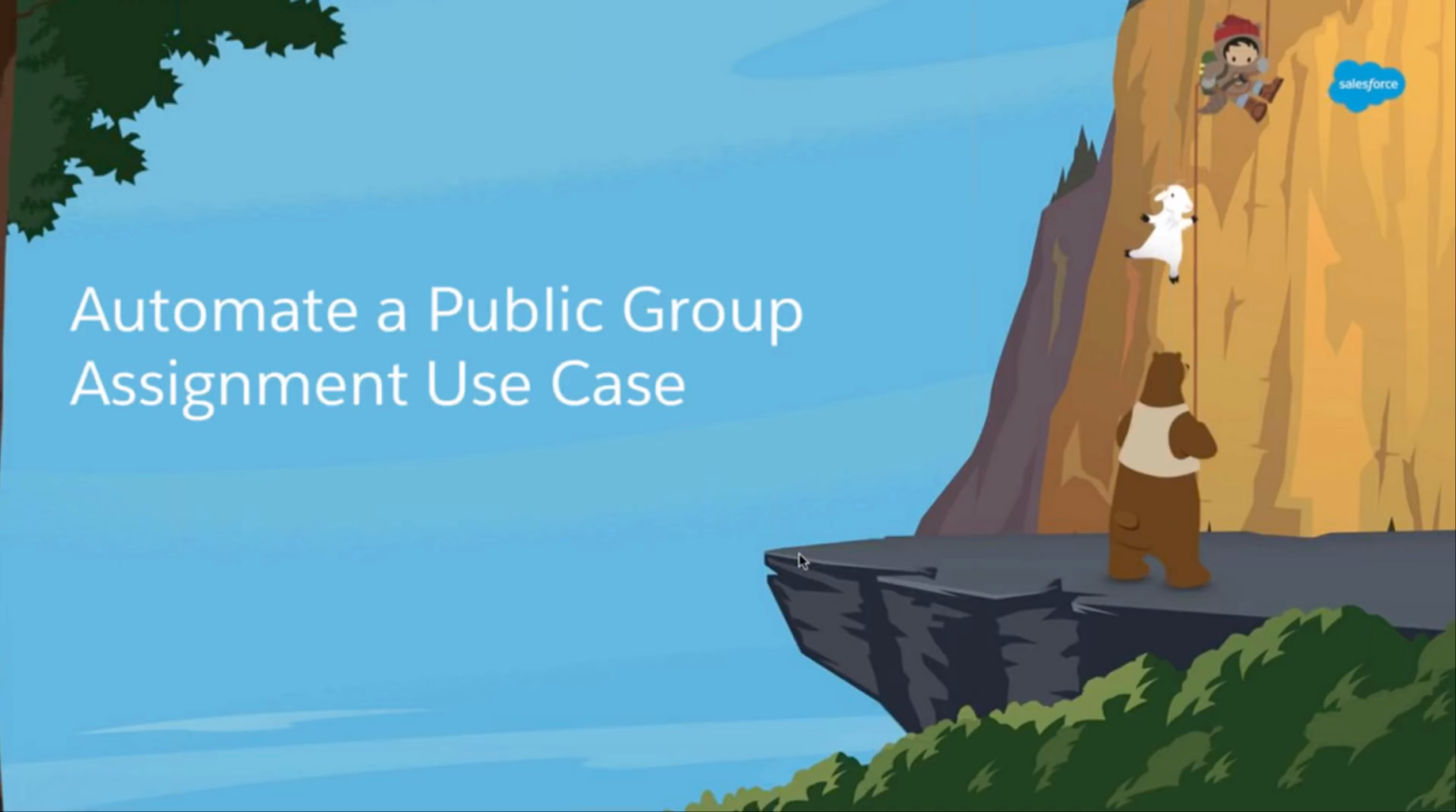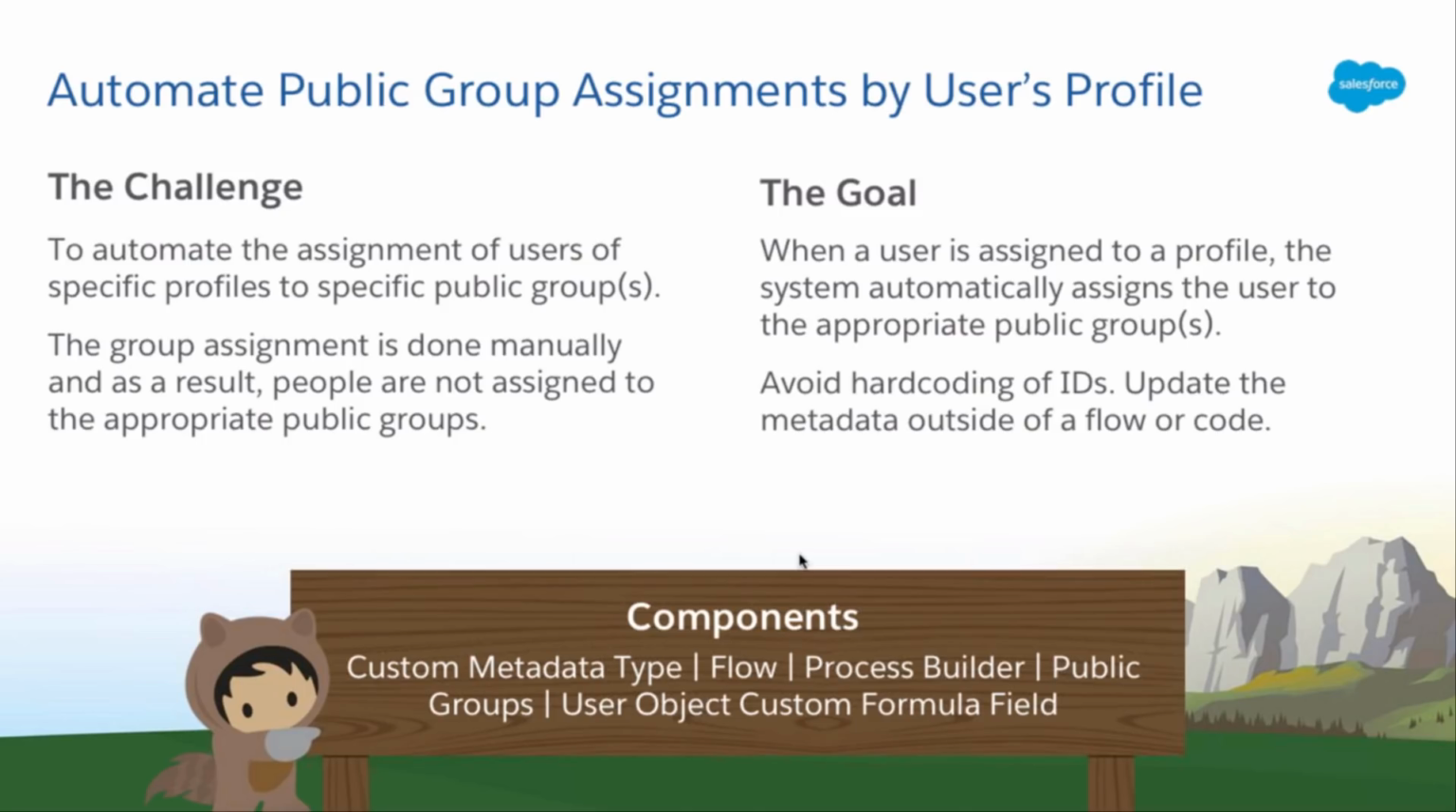All right, now moving on to automating a public group assignment use case. So here's our challenge. We want to automatically assign users of a specific profile to specific groups. So right now, the group assignment is done manually. So as you know, as a result, people are sometimes added or not removed from the appropriate public groups.